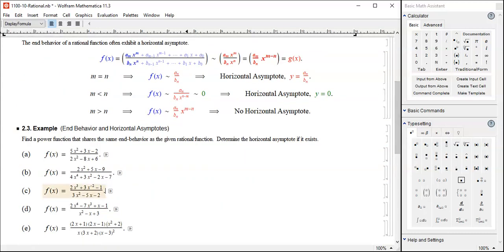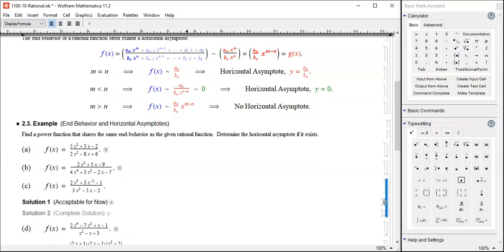How about this? Again, if you take any more than 10 seconds, you're doing it wrong. It should be really simple, really easy. Where does this fall? It falls here. No horizontal asymptote. Numerator has higher degree.